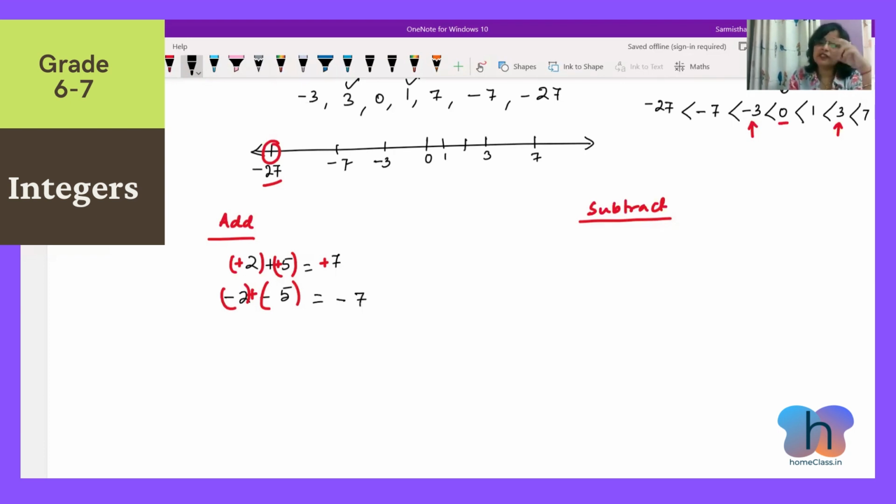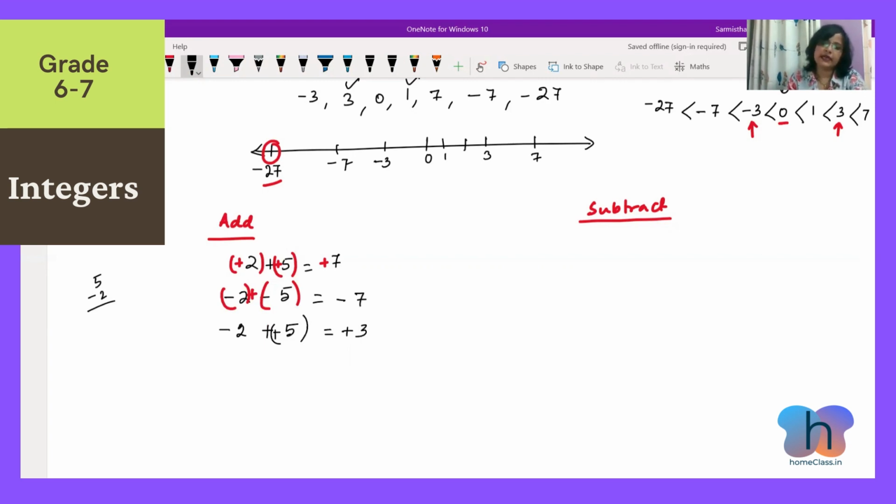Now what if the signs are different, then how to handle this? Say we have -2 and we are adding +5. So the rule for this addition is, we first see which number's sign is bigger. Here 5 is the bigger number, so we will put the plus sign. Then from the bigger number, we minus the smaller number. Here the bigger number is 5 and the smaller number is 2. So we minus 2 from 5 and we get 3. So my answer is 3.